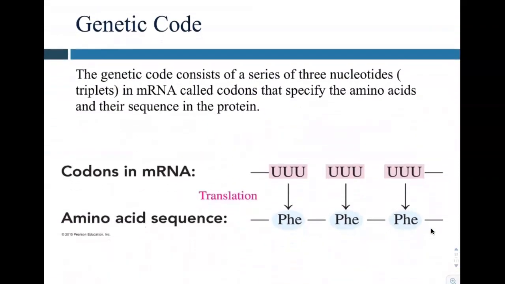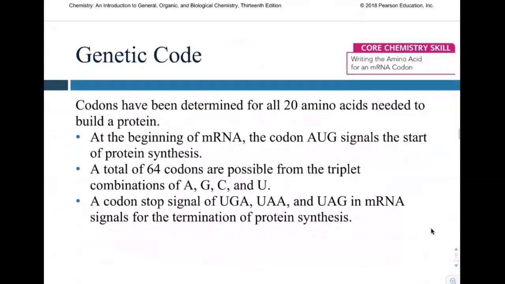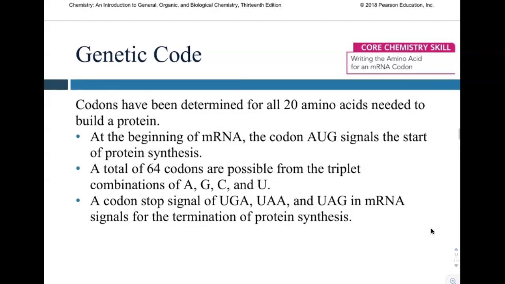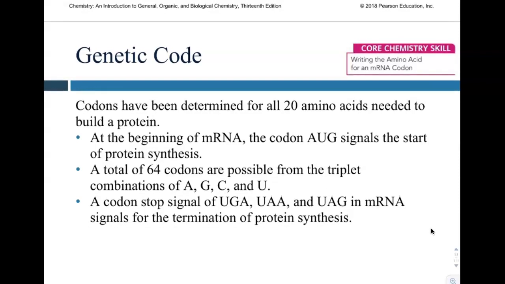And so if the mRNA is UUU, then the tRNA would have a sequence that is opposite of that. So it would be TTT, and that would code for PHE in your amino acid sequence. So you have a codon for each of your 20 amino acids, and again, I will not have you memorize that. I will make sure that you know that.